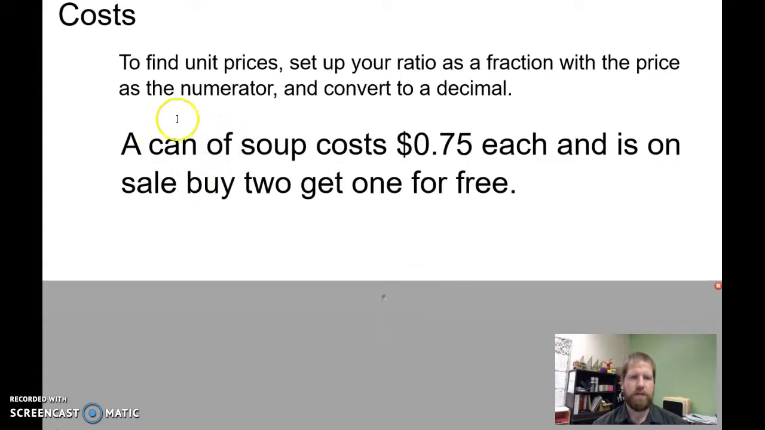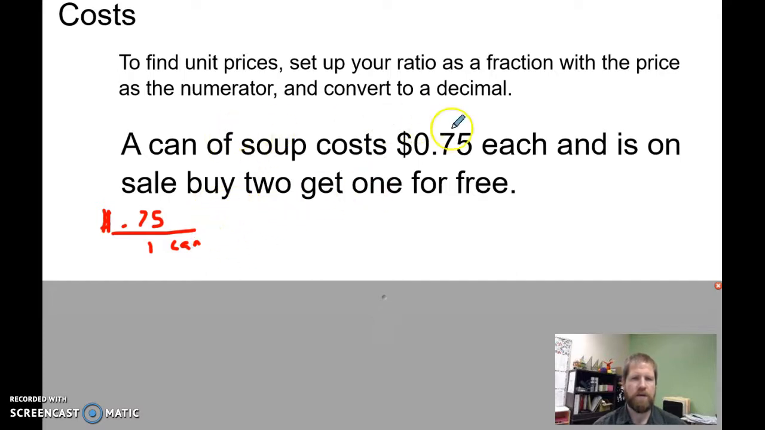So here we have a situation. A can of soup costs 75 cents each and is on sale, buy two, get one for free. Okay, so if we are going to buy 3 cans of soup, how much are we saving per can by getting that buy two, get one free? All right, so we have one case where we have 0.75, so 75 cents per 1 can, okay, and that's our unit rate, right? 75 cents or 0.75 of a dollar for 1 can.